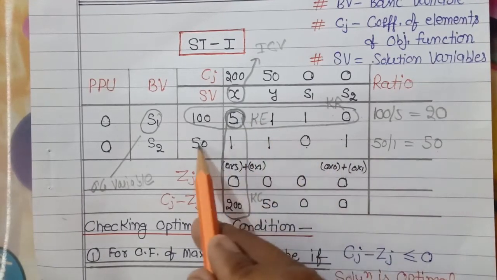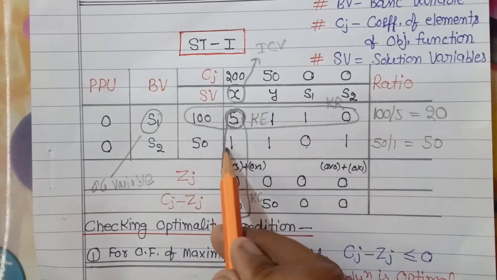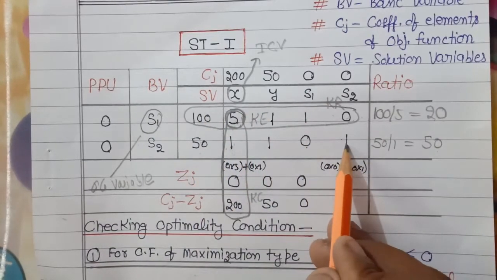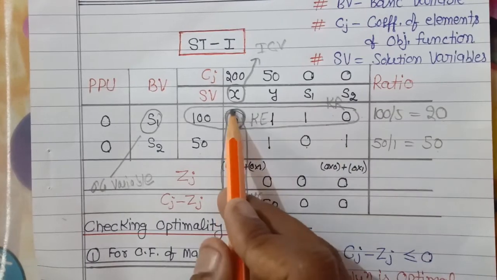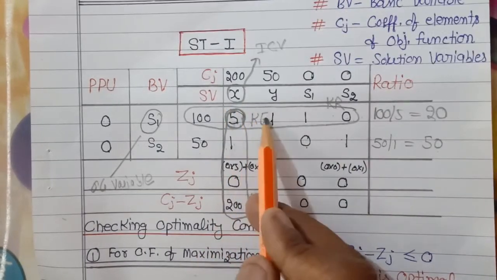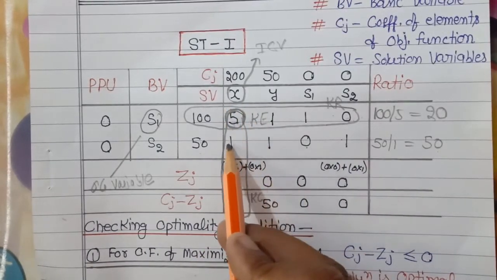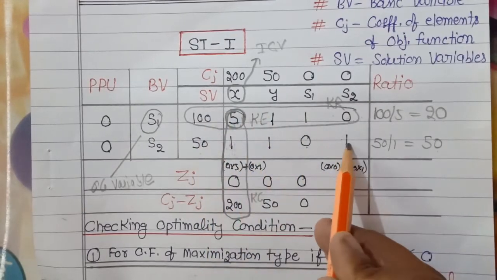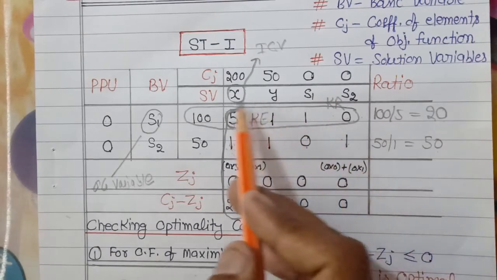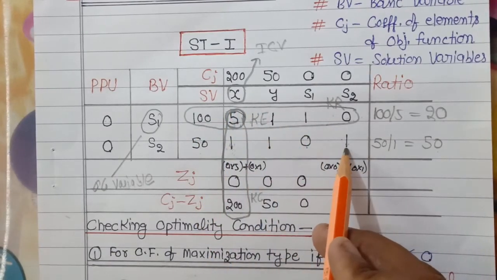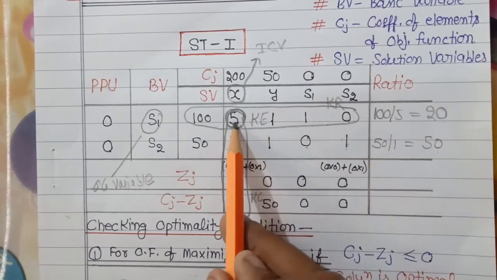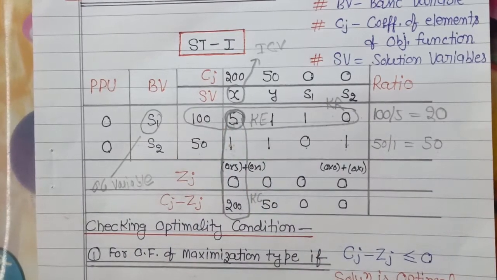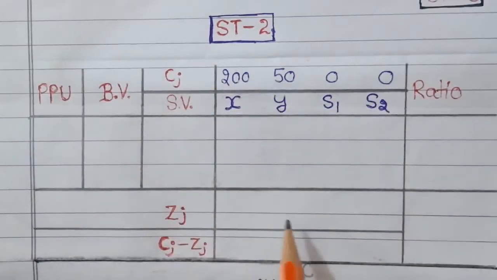Here you will see that we have only one other row. It could be possible that the rows could be more than 2 or 3, so the elements which are above or below the key element have to be made 0, and for that we have to perform different operations. Now let us generate the simplex table 2 and let us make this element initially a unity.